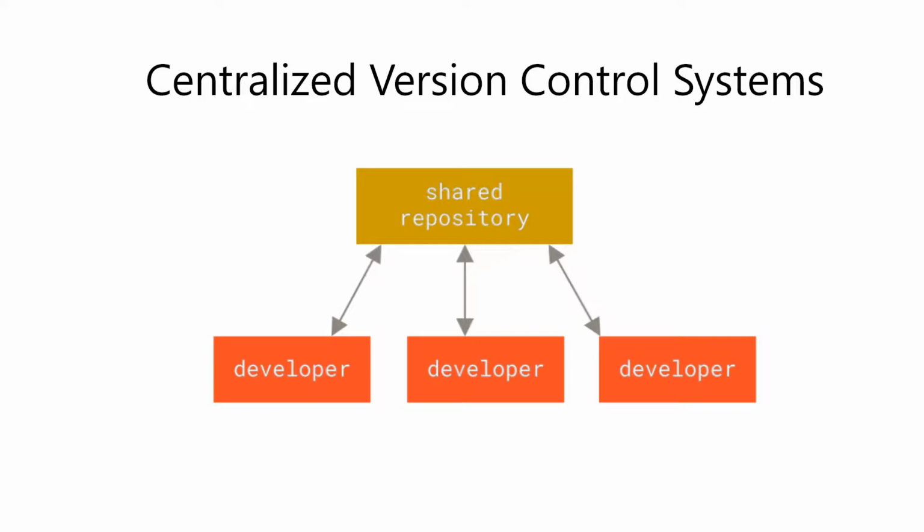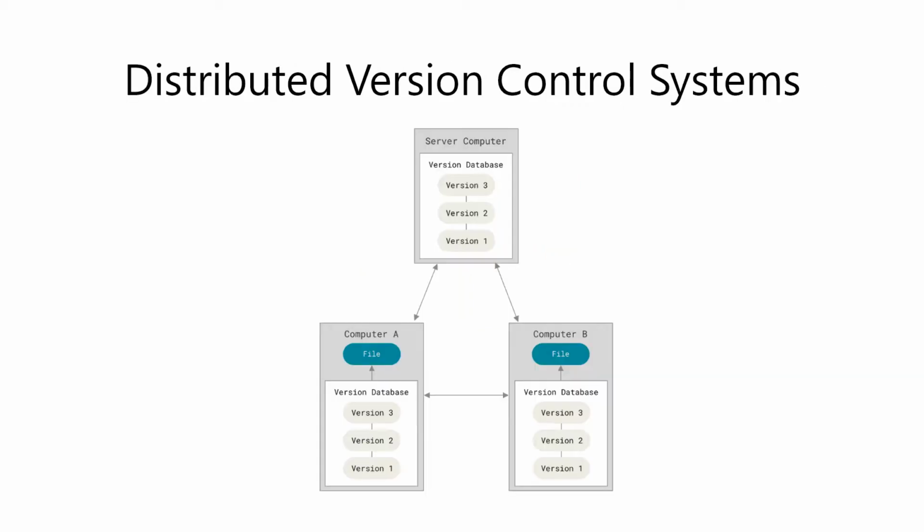The most obvious drawback of CVCS is the single point of failure that the centralized server represents. If that server goes down for an hour, then during that hour nobody can collaborate at all or save version changes to anything they are working on. If the hard disk the central database is on becomes corrupted and proper backups haven't been kept, you lose almost everything. This is a serious risk for big projects.